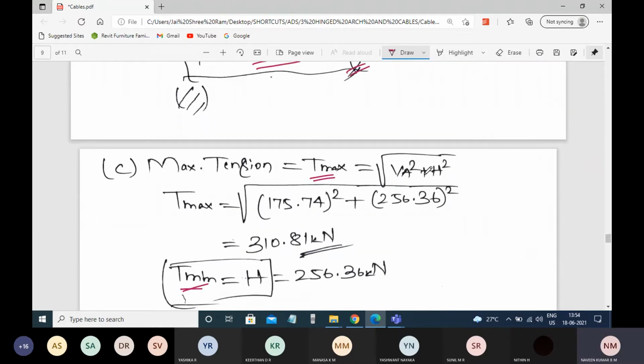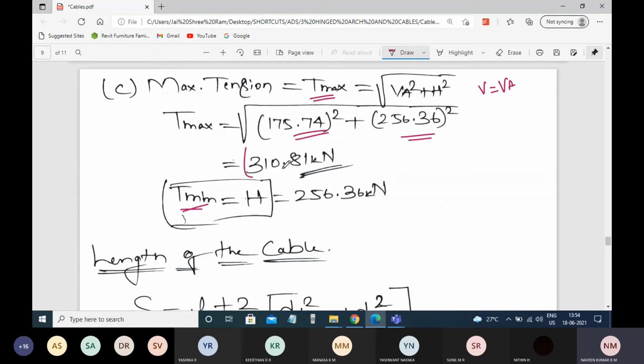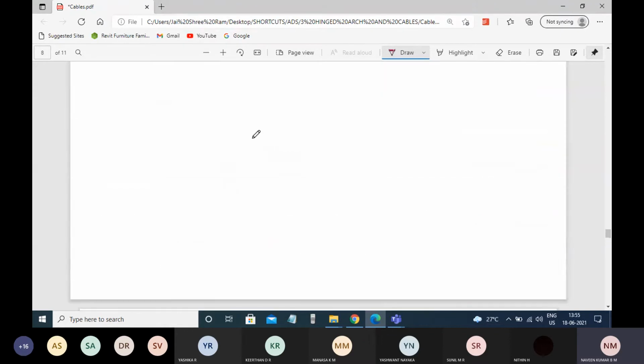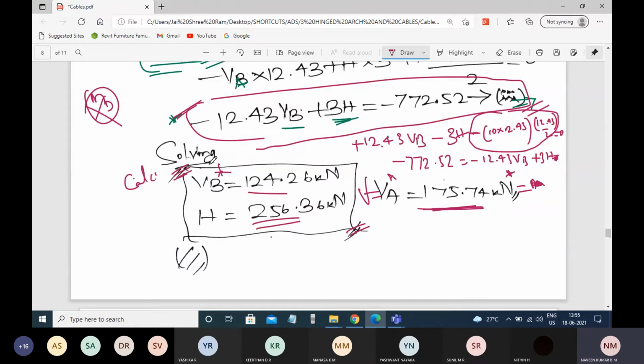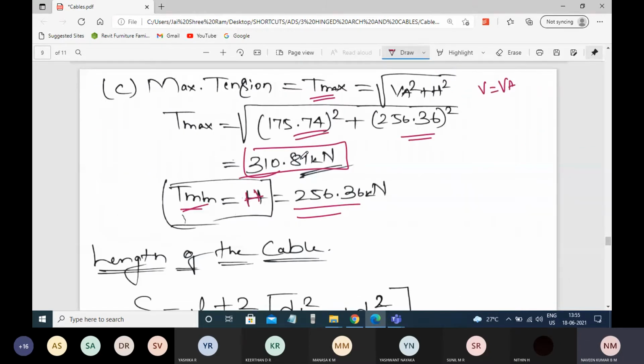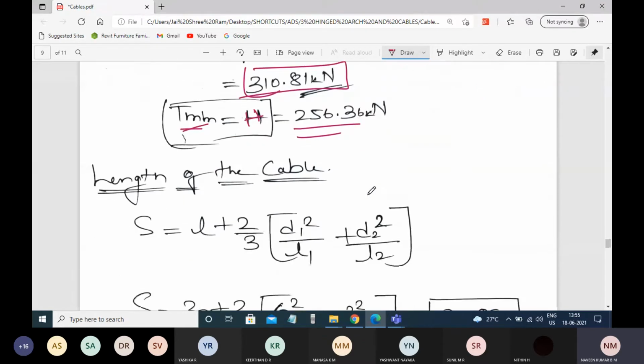So T max, that is square root of V square plus H square. So here V is equals to VA. So that is VA square plus H square. So you know the value, you can substitute over here and you can find this T max, right? And T minimum, that is equals to H. H is already known, so that we have solved through equations, right? So this can be got from the calci. So you need to solve from the calci, equation 2 and equation 3. So H equals to 256.36 kilonewton.